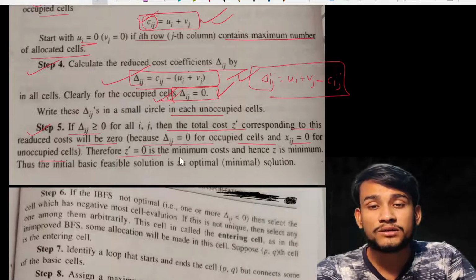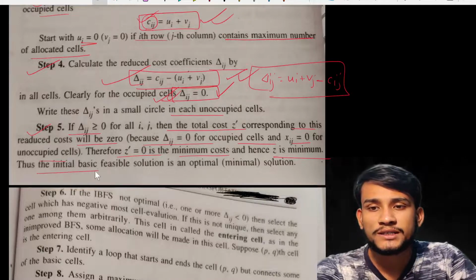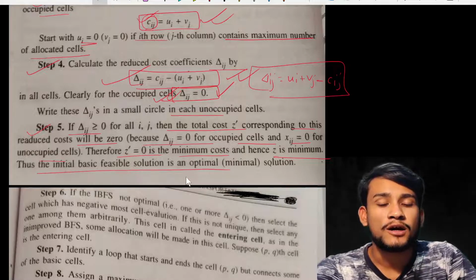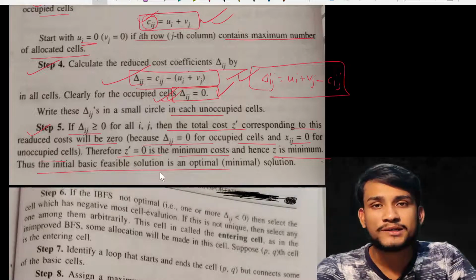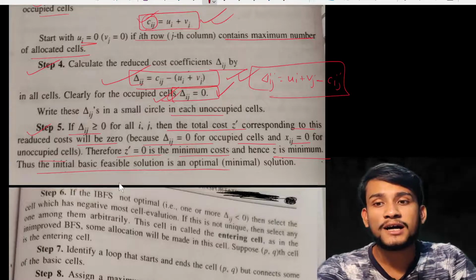Therefore z dash equal to 0 is the minimum cost and hence z is minimum. Okay, thus the initial basic feasible solution is an optimal solution, that is, this minimizes the objective function or minimizes the transportation cost, you can say. Okay, so these are the steps.